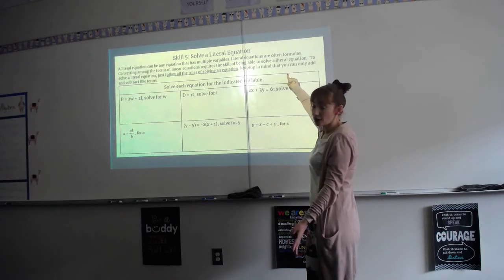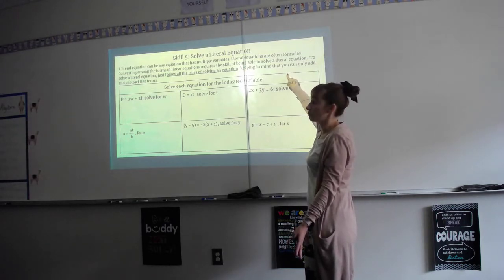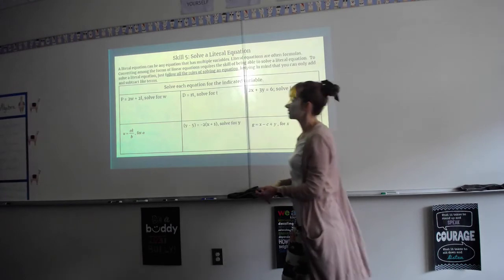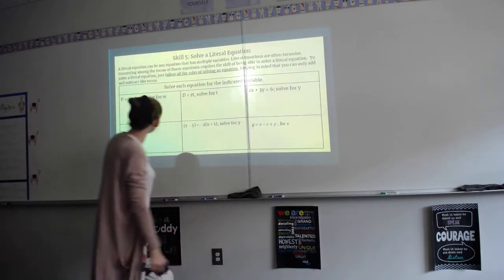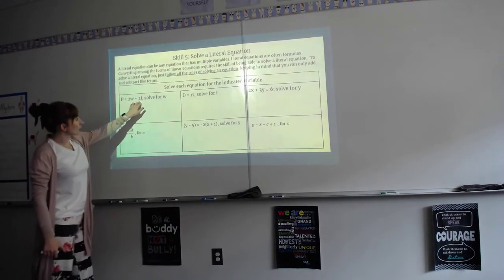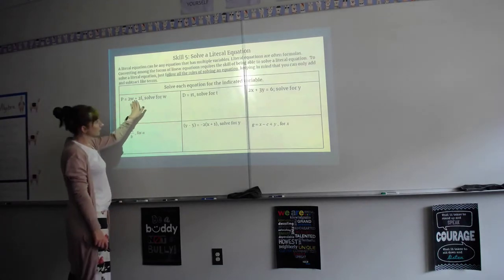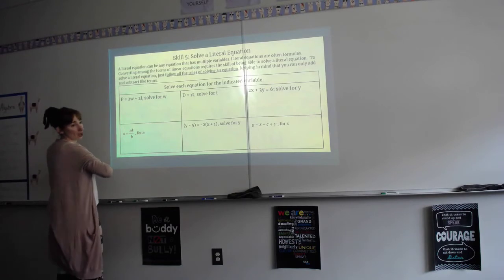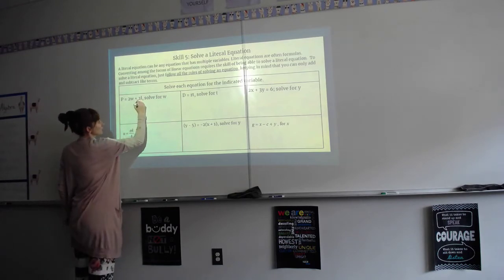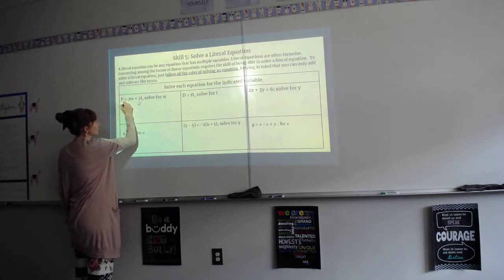So we're doing the same thing we do with numbers. We just have a bunch of letters. So let's look at this first one here. We have P equals 2W plus 2L, and we're told to solve for W. Well, our first step is to move this 2L to the other side. So I'm going to subtract it.